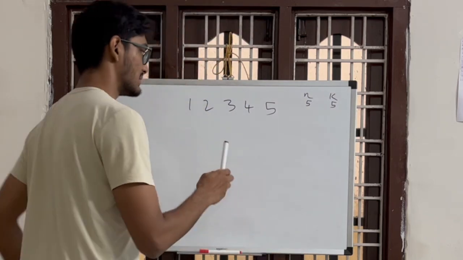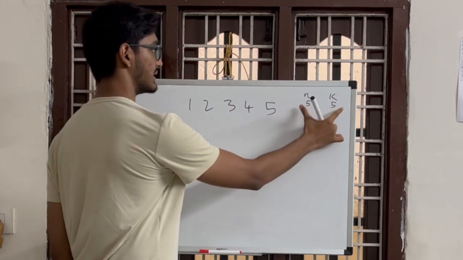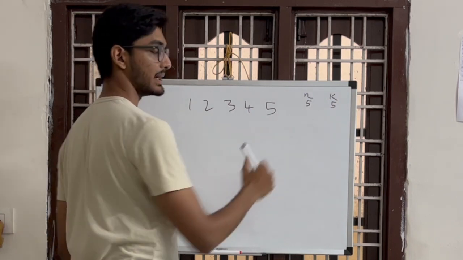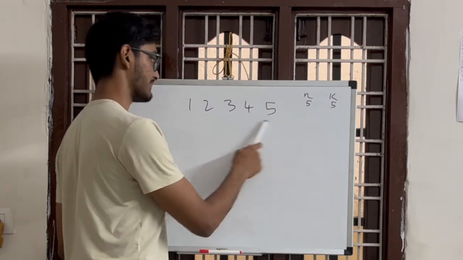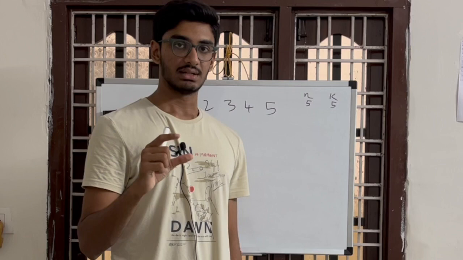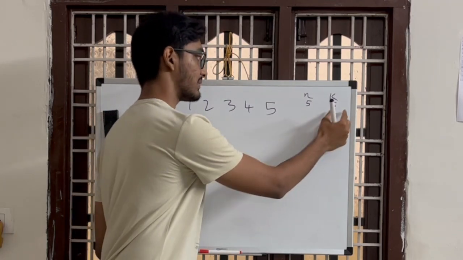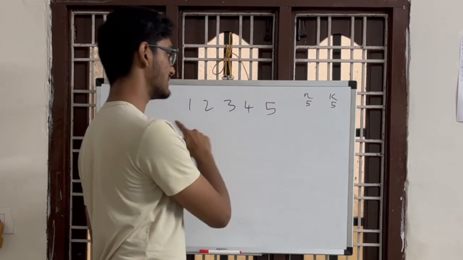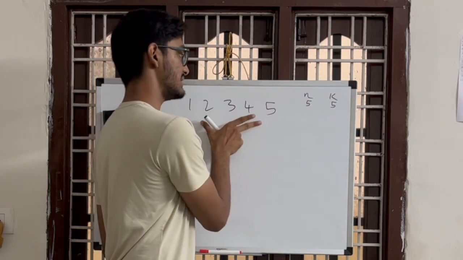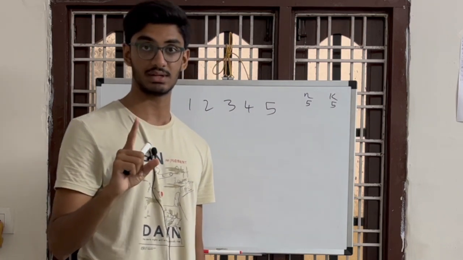So, if you look at the question, we'll be given two integers n and k, and we'll be given an array. What we have to do here is perform a particular operation k number of times. Here n is the length of the array, this is the array itself, and k is the number of times we are supposed to perform an operation.